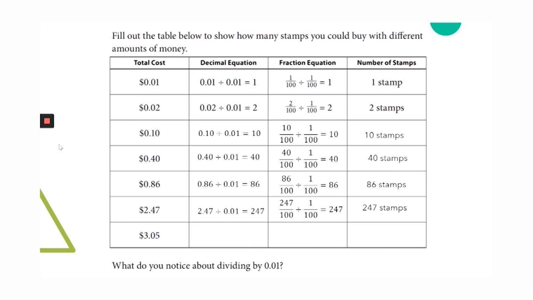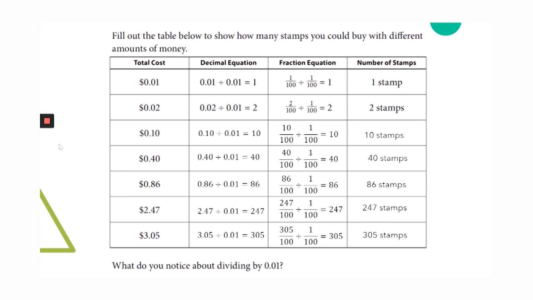Final one, how about if you had $3.05? Go ahead, try it out now. Okay, here is the decimal equation. 3 and 5 hundredths divided by 1 hundredth equals 305. Or the fraction equation, 305 hundredths, again an improper fraction, so that's more than 1, divided by 1 hundredth equals 305, so you could buy 305 stamps. Awesome, how did you guys do?